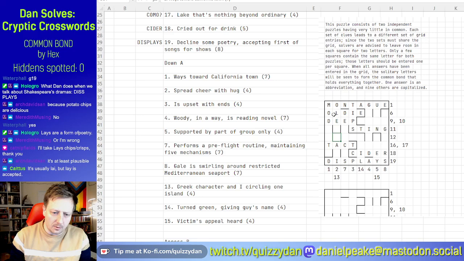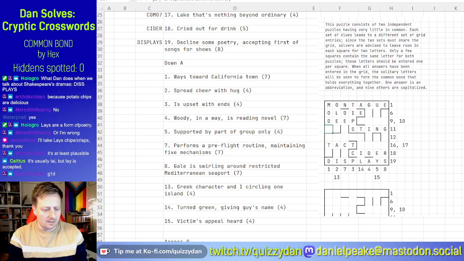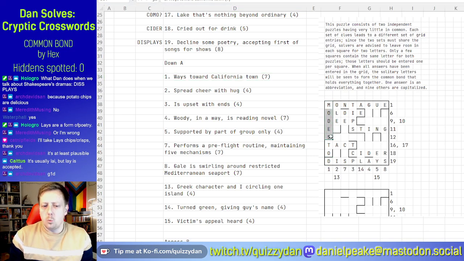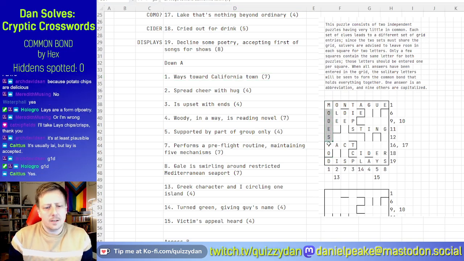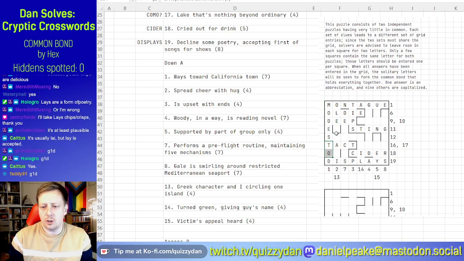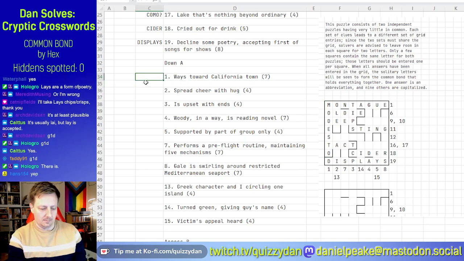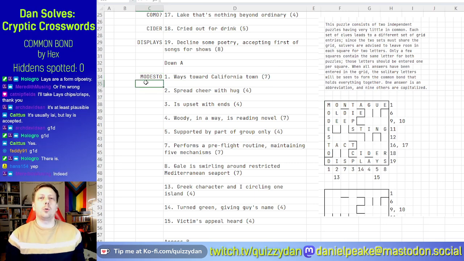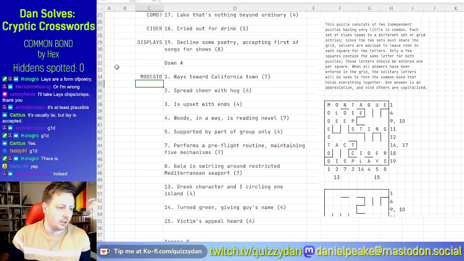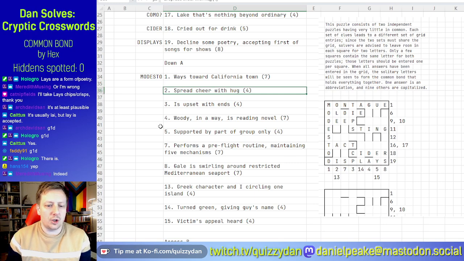I'm going to need to know, is there a California town called Modesto? Because your ways could be your modes, and then toward is to. There we go, it is. Thank you very much. Not heard of it, not been there. Is it north or is it south or is it in the middle? Is it coastal? Is it continental? Do let me know. Spread cheer with a hug.